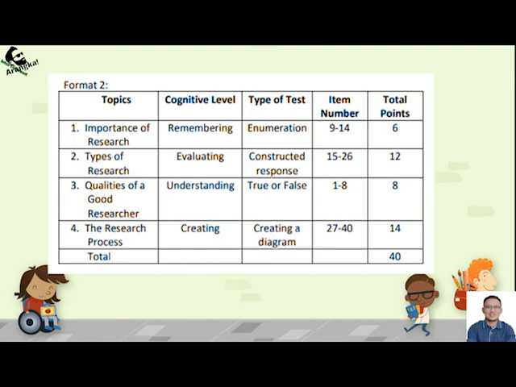Deriya, type of research nga evaluating, himuon niya type of test, constructed response, which is 12 items gid. Qualities of good researchers as understanding, true or false kunong iya nga gamiton nga type of test, which is 8 items na 1 to 8. And the research process, creating a diagram 27 to 40 or 14 points with a total of 40 items siya.